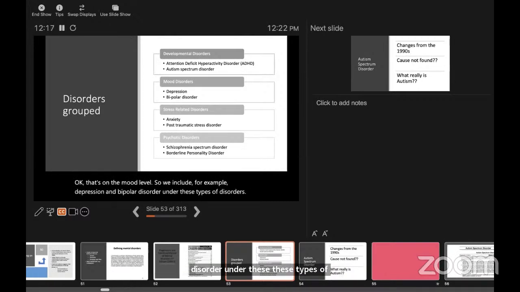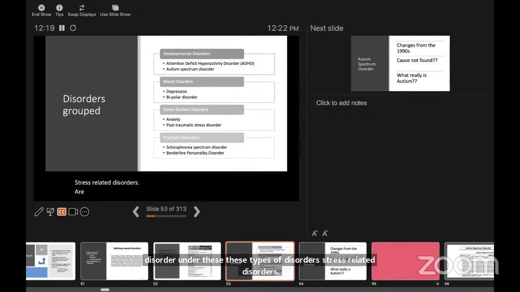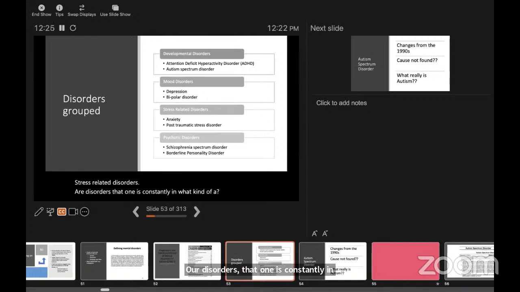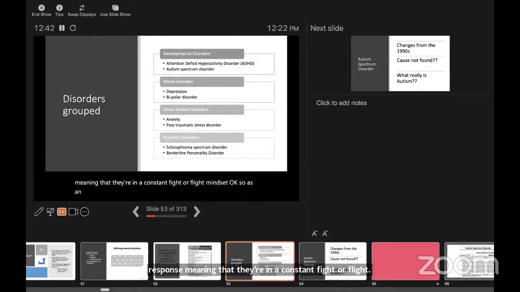Stress-related disorders are disorders where one is constantly in a sympathetic response to the environment. Sympathetic response, meaning that they're in a constant fight or flight mindset, okay? So as an example, a person with anxiety is constantly worried that something is going to happen and something's going wrong, and sometimes the world is falling in on them. So they're in a constant hyper physiological state, okay?